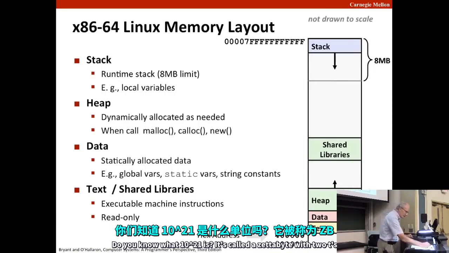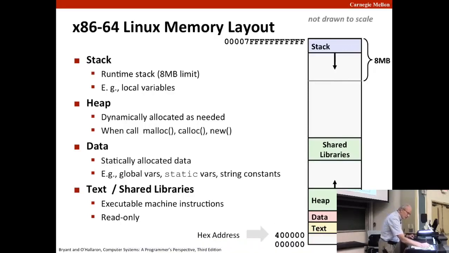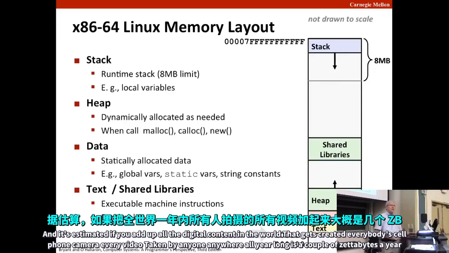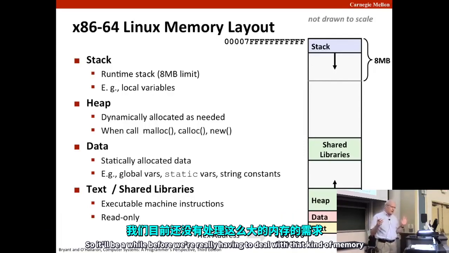Do you know what 10 to the 21st is? It's called a zettabyte with 2 T's. And it's estimated if you add up all the digital content in the world that gets created, everybody's cell phone camera, every video taken by anyone, anywhere, all year long, is a couple of zettabytes a year. So it'll be a while before we're really having to deal with that kind of memory.